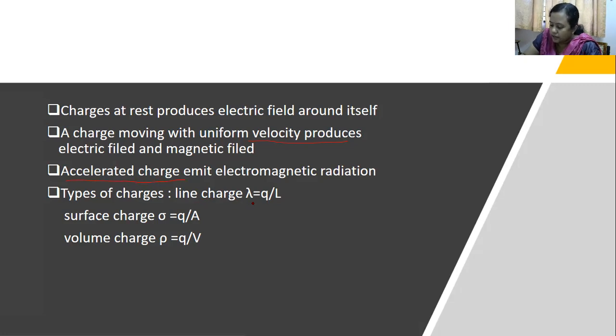Another important set of equations: the line charge density lambda is equal to Q by L. If it is surface charge density, that becomes sigma, which is Q by A, where A is the area. And if it is volume charge density, rho, then rho is equal to Q by V, the volume.